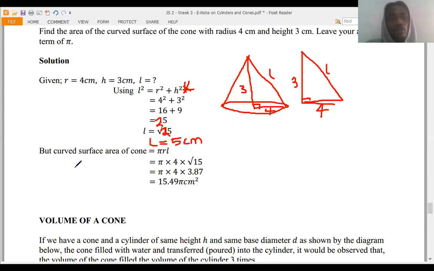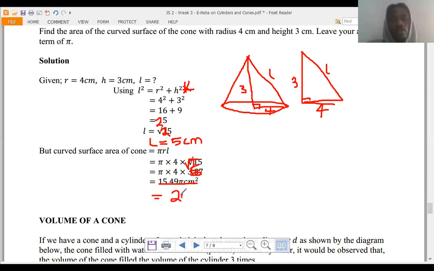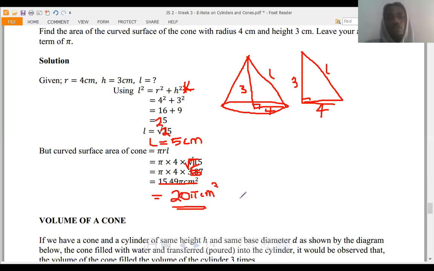Now, the curved surface area of the cone is pi R L, all right? Pi R L. So that is pi times 4 times 5, which is equal to 20 pi centimeters squared. So we are solving in terms of pi in this particular instance. 20 pi centimeters squared. So this is the curved surface area of the cone, and here is the slant height of the cone.